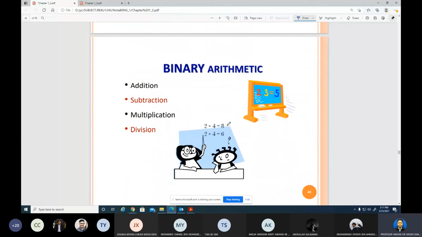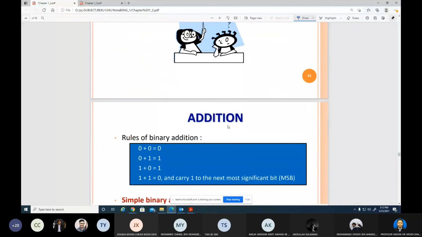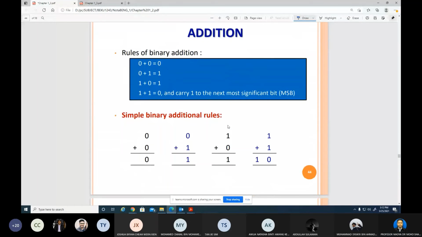Okay, so next we go for binary arithmetic. That means we have addition, subtraction, multiplication, and division. This is binary arithmetic, meaning digits in base 2, that is 0 and 1, for example 010 plus 111. So this is arithmetic for addition, subtraction, multiplication, and division. Okay, so we go for addition. Addition, I think, is straightforward.